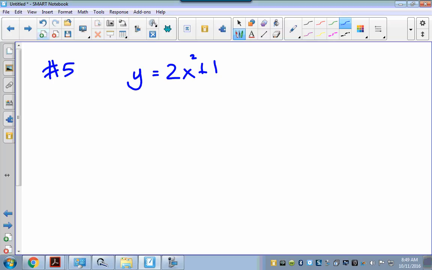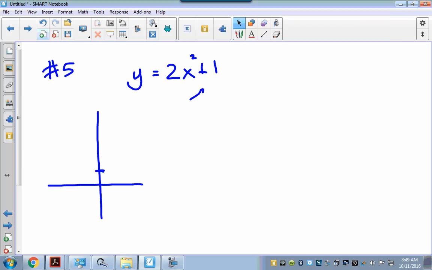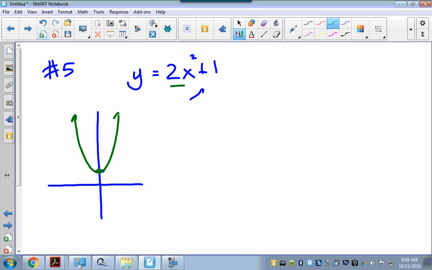If we wanted to, we could graph that. It's a parabola. It's been shifted up one, so the vertex would be at 0, 1, and it's not regular x squared, it's 2x squared. So it's rising a little bit more rapidly than a normal parabola. And a point is moving along this parabola. So here's our point, and it's moving along the parabola.